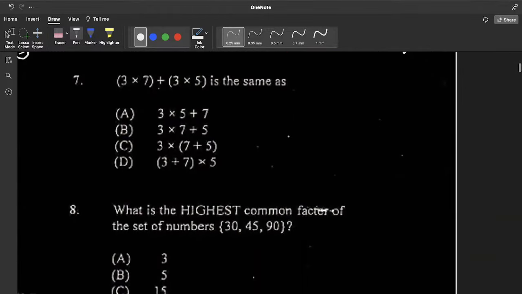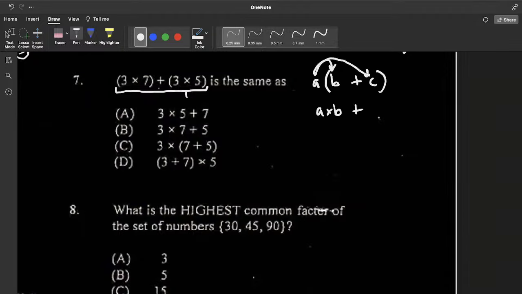Now this one here, this looks like light work. So let's see how it is. 3 times 7 plus 3 times 5 is the same as. Now this here comes straight from the distributive law. So say for instance, if we had A, B plus C, for instance, we would multiply A times B to get AB plus A times C to get AC. Now if you look at this here, you can see the comparison.